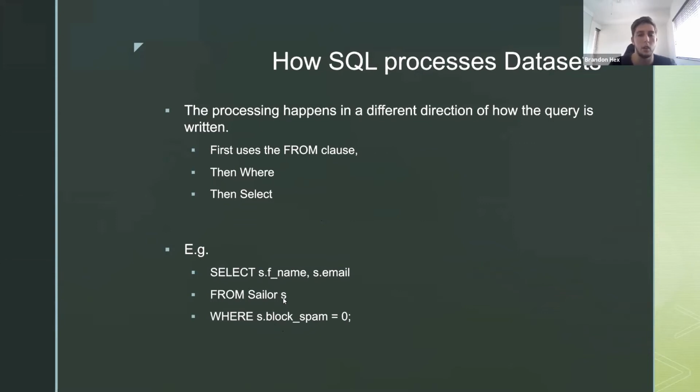That's pretty simple, but the order in which this gets executed is: first, the sailor table will get loaded into your RAM, and then the where clause will get applied. It will iterate through all of the rows, and for each of them where the block spam column is not set to 0, it will remove the row from the result set. At the end of that, it will run the select clause, and remove all of the columns that you don't want in your result set. This makes sense because if the select ran first, then you wouldn't be able to use columns in the where clause that aren't actually being displayed, which would be annoying.